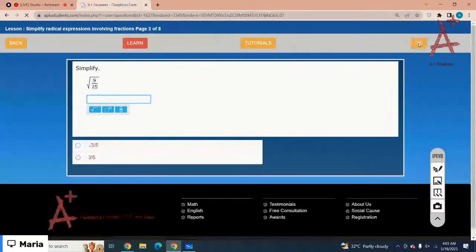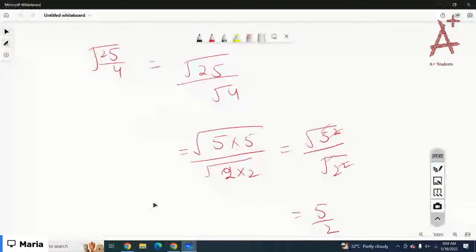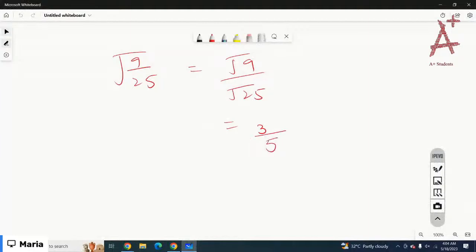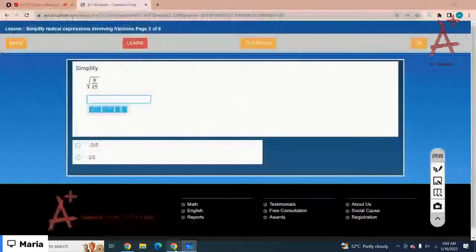Okay, the next one is square root of 9 divided by 25. Which is the correct option? You can write it as square root 9 divided by square root 25. The square root of 9 equals 3, and the square root of 25 is 5. So it would be 3 over 5. Option number 2 is the correct option.